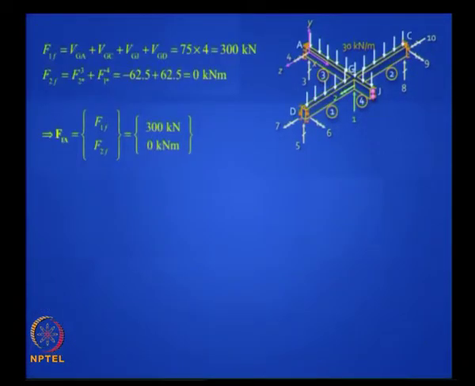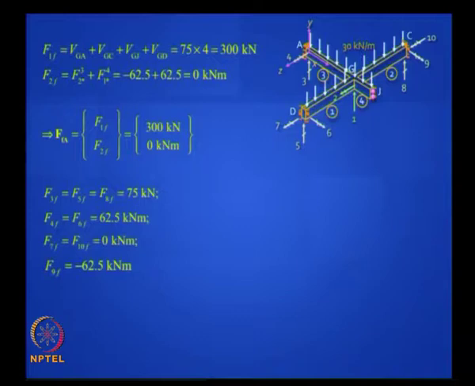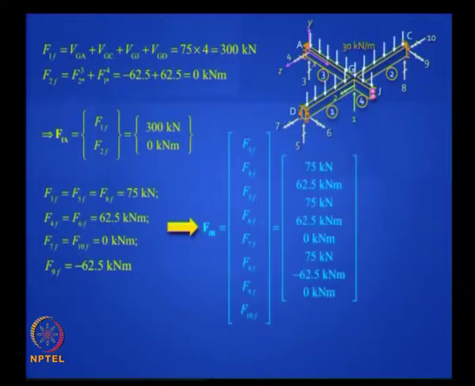Then you can add up all the vertical reactions and you can find the equivalent force vector. 75 into 4 is 300 kilonewton, it's acting upward, so that's your fixed end force for F1. F2 gets cancelled out because minus 62.5 and plus 62.5 neutralize each other. Similarly, you can get the fixed end force vectors at the restraint coordinates. It's easy to compute. Just pick up those values from your fixed end forces. So you are ready with this.